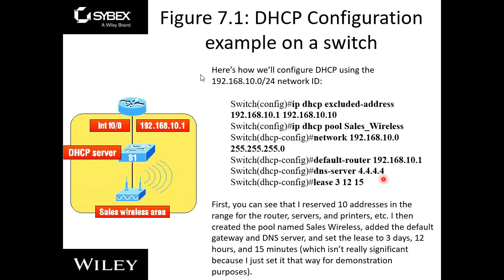Next, we might want to define what our DNS server is. And in this example, we're using 4.4.4.4. And then finally, we identify the lease period that we're willing to give an IP address and other settings out. And in this case, we're saying 3 days, 12 hours, and 15 minutes.